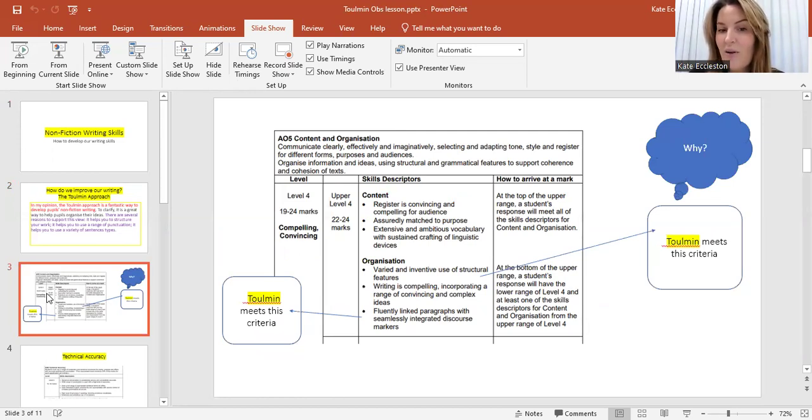Have you used a varied and inventive use of structural features? Are the paragraphs fluently linked with seamlessly integrated discourse markers? Now, this sounds very exam-based, but are you using firstly, secondly, thirdly? And Toulmin forces you to structure your work in this way. So already your structure is meeting the highest criteria. What you need to work on is whether your writing is compelling, incorporating a range of convincing and complex ideas, but you've got 2 bullet points fulfilled for you.